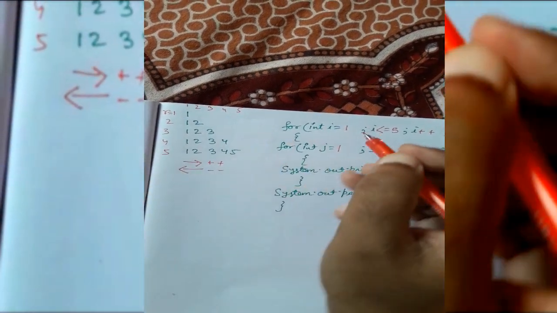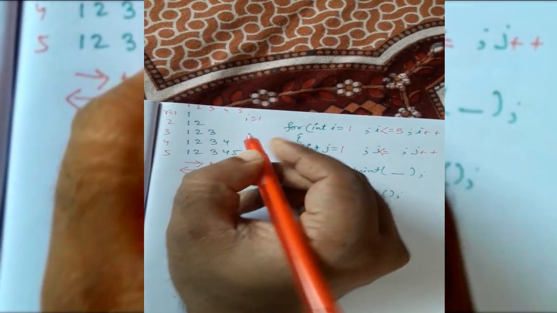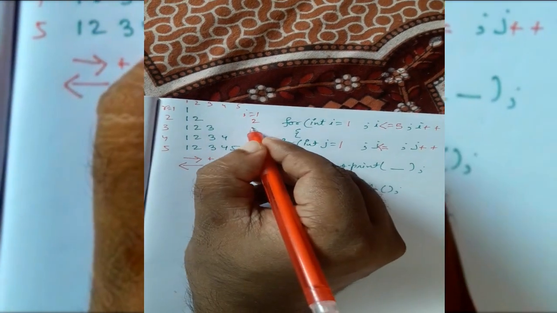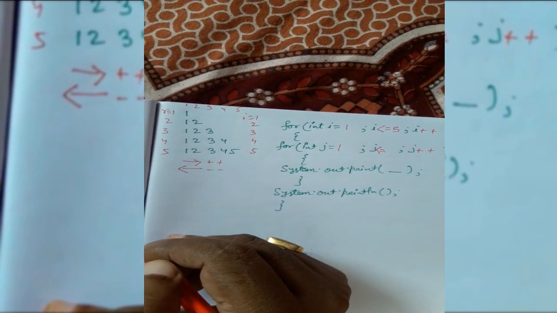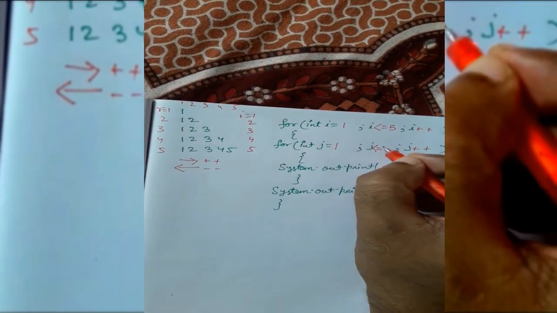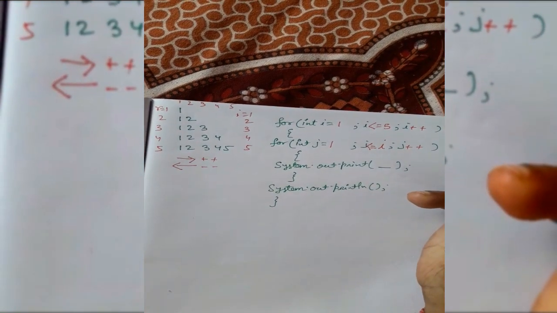In other words, when the value of I is 1, last value is 1. I is 2, last value is 2. I is 3, last value is 3. I is 4, last value is 4. I is 5, last value is 5. That means every time the last value is the value of I. So we will write here I. Okay. Now what are we printing?